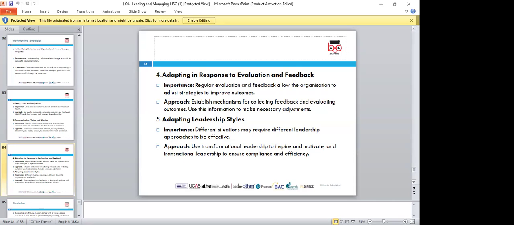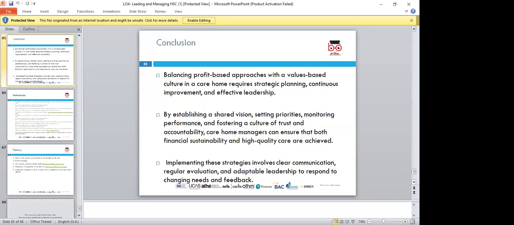Adaptive leadership style. Importance: different situations may require different leadership approaches to be effective. We spoke about the transformational leadership style that inspires and motivates. That's the best kind of leadership. We have situational leadership, but transformational leadership is the best because you motivate and inspire the staff to do things right. It is good when it comes to staff engagement and decision making.